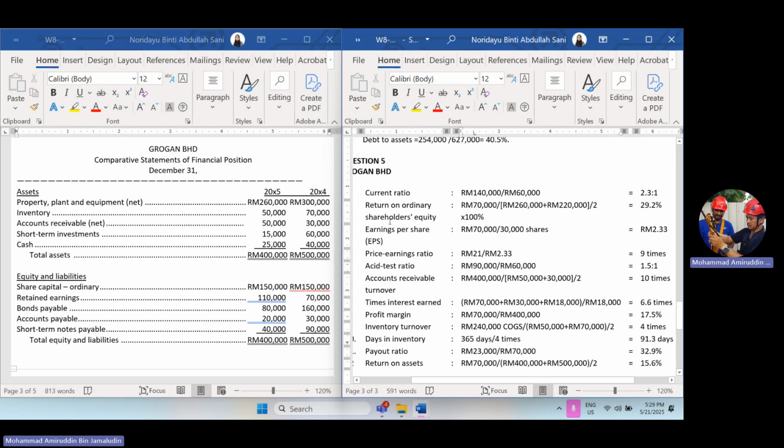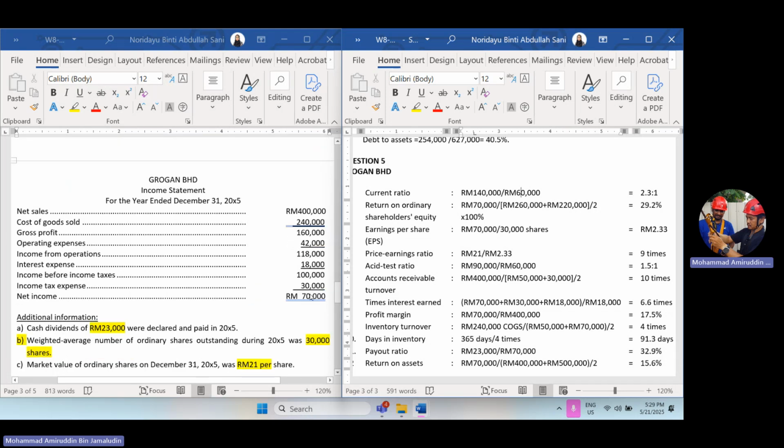Return on ordinary shareholders' equity. So return here is actually your net profit. 70,000 here is your net profit, net income, over shareholders' equity, where we need to take the average. So where is your shareholders' equity?